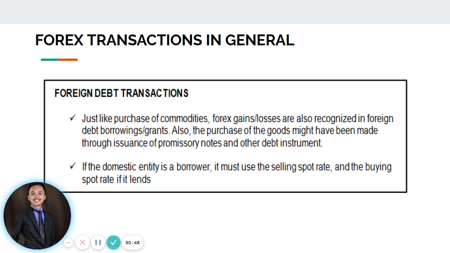So if the domestic entity is a borrower, guys, take note of this. It must use the selling spot rate. Okay? Selling spot rate ang gamitin. Pero kung buying naman, the buying spot rate ang gamitin kapag it lends, no? Kita ang nagpahiram. Kung kita ang nangutang, we use the selling rate. Kung kita ang nagpautang, kita ang magamit ng buying rate.